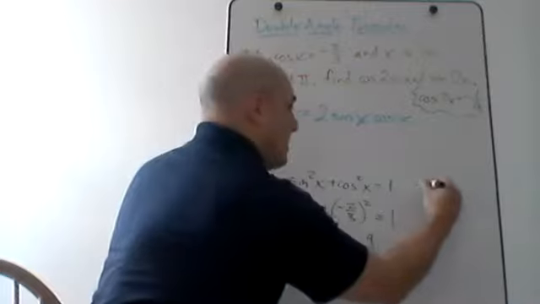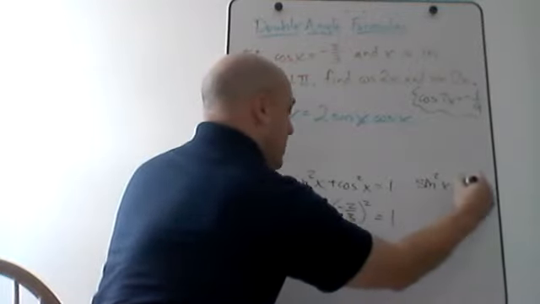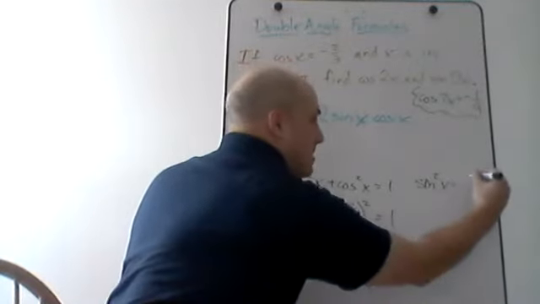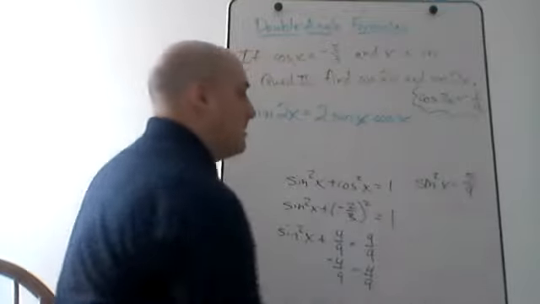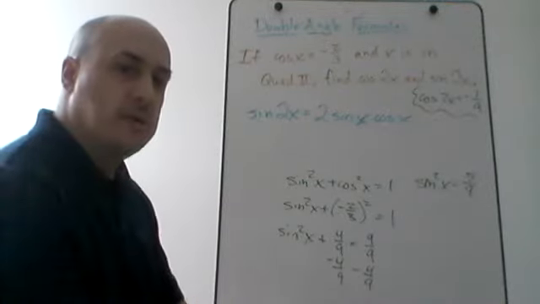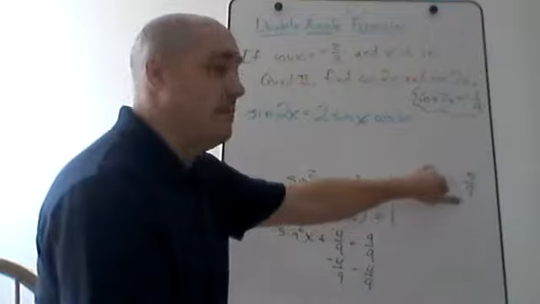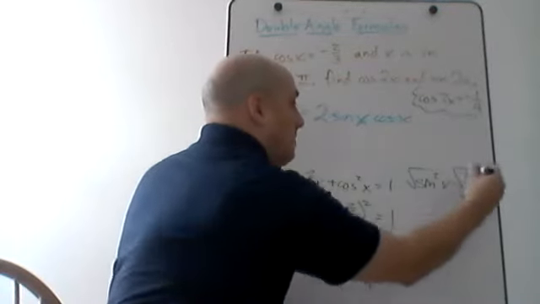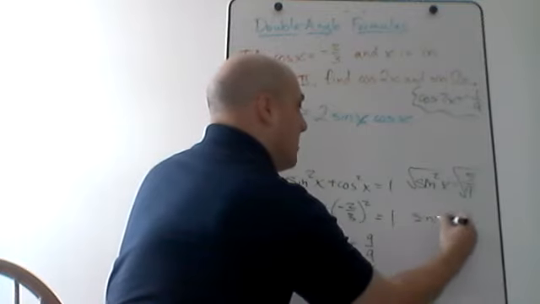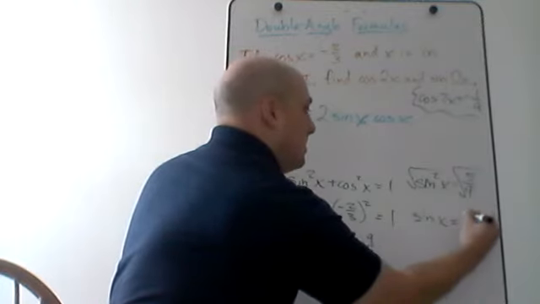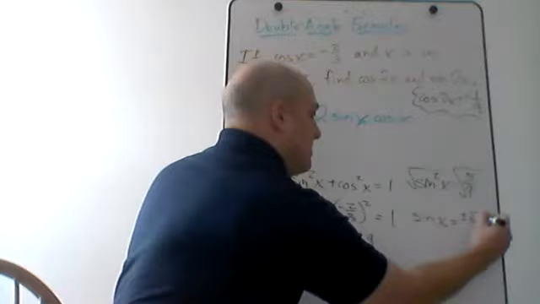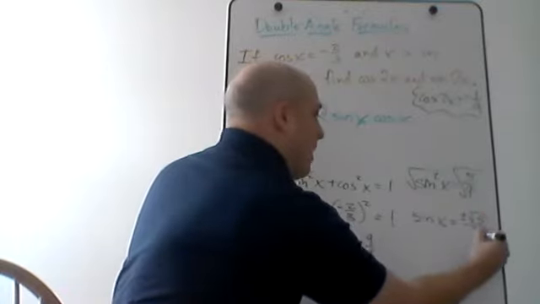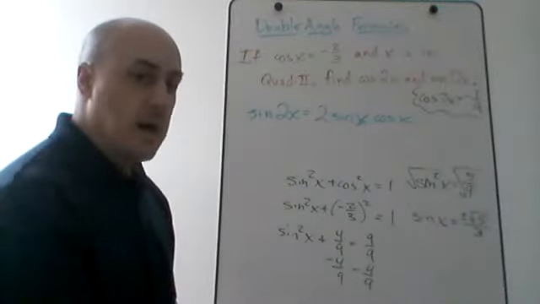Right, so what I end up with then is sine squared of x equals 9/9 minus 4/9, which is going to be 5/9. All right, so sine squared x equals 5/9, but this is sine squared of x, so to figure out what sine of x is, I need to take the square root on both sides of the equation. Right, so I get sine of x is equal to positive and negative square root of 5 over 3. All right, so a couple things there.